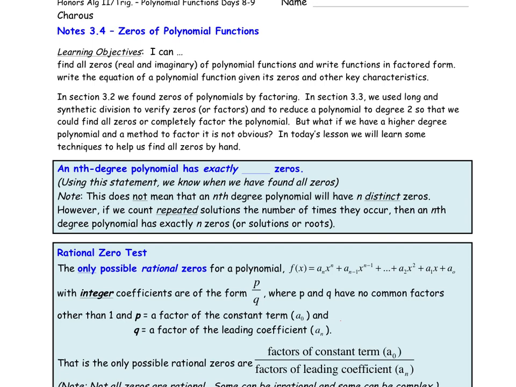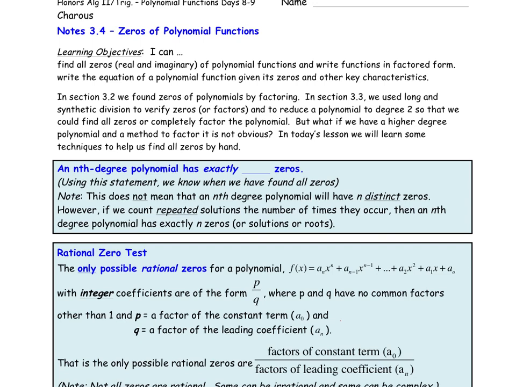In section 3.2, we found zeros of polynomial functions by factoring. In section 3.3, we used long and synthetic division to verify zeros or factors and to reduce a polynomial to degree 2 so that we could find all zeros or completely factor the polynomial. But what if we have a higher degree polynomial function and a method to factor is not obvious? In today's lesson, we'll learn some techniques to help us find all zeros by hand.